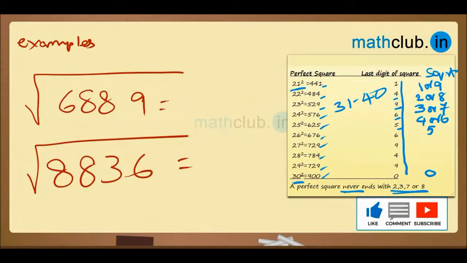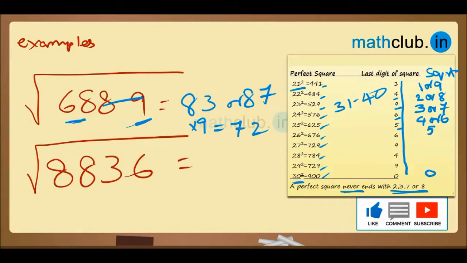Let me explain this with a few more examples. Now these are 4-digit numbers. This number is ending with 9, so the answer should end with 3 or 7. Cancel the last 2 digits. I have 68. The highest square less than 68 is 8 square, so 83 or 87 is the answer. Multiply 8 with its immediate next integer 9, which gives 72. So 72 is more than 68, so you have to take the smaller value, because 68 is less than 72. So the answer is 83.